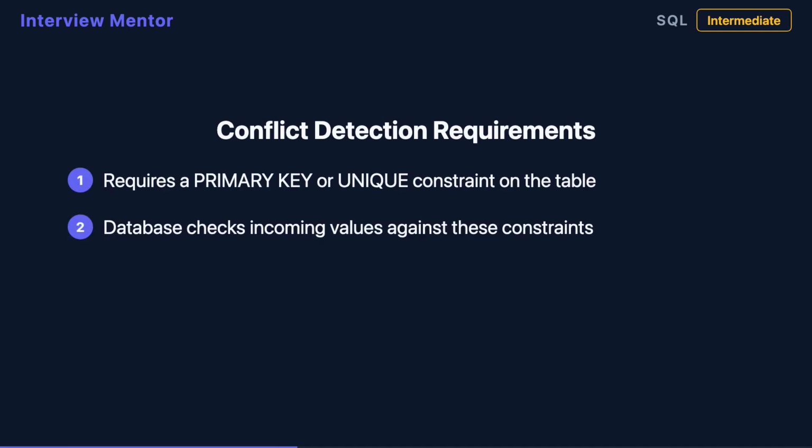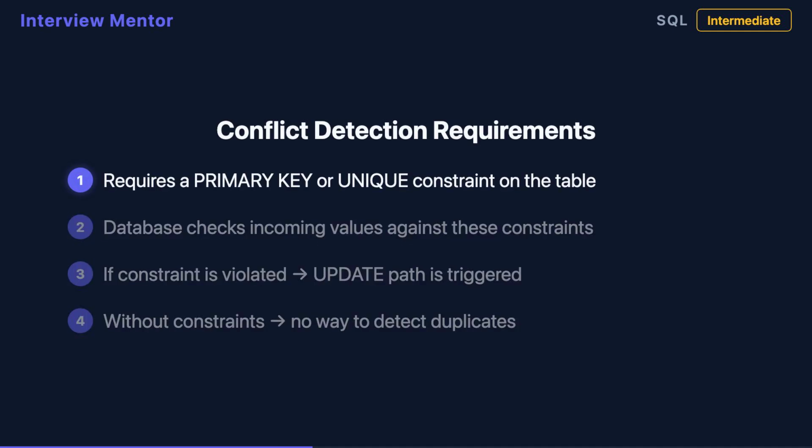The conflict resolution relies on a unique constraint or primary key. The database checks if the incoming data violates one of these constraints. If it does, the update logic kicks in. Without a unique constraint, there's nothing to detect a conflict against.